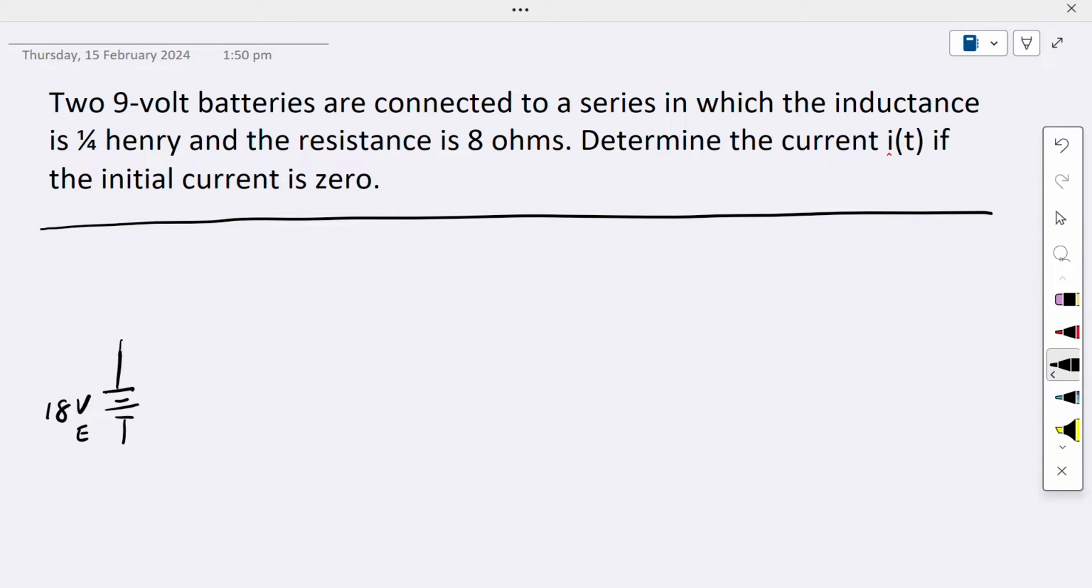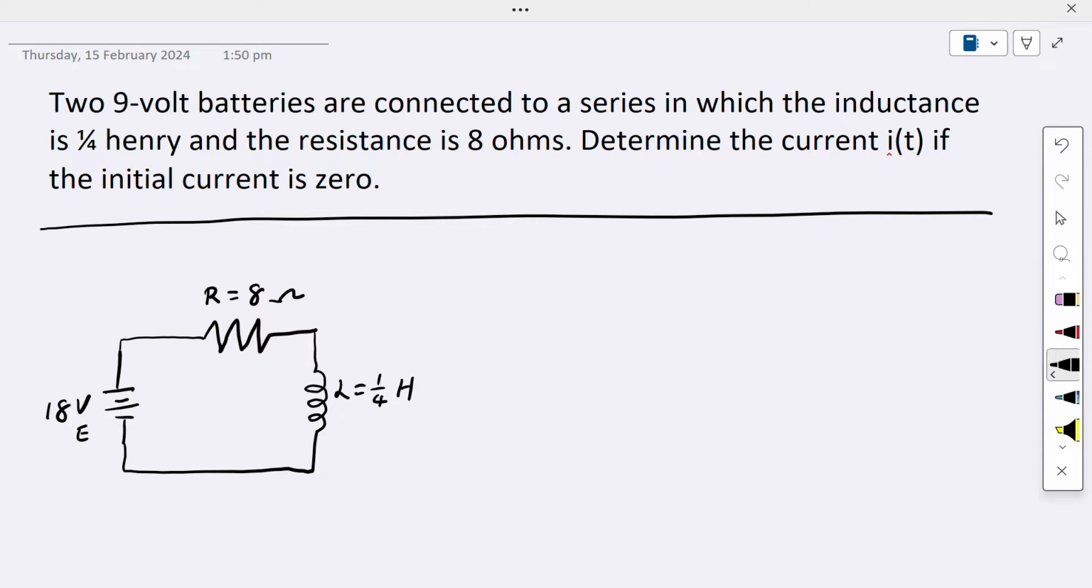And then this battery is connected in series with a resistor R. So given here is an 8 ohm resistor. And then it is connected to the inductor. Okay. So this is the series circuit. So the inductor is represented as L, and this is 1/4 of a Henry.